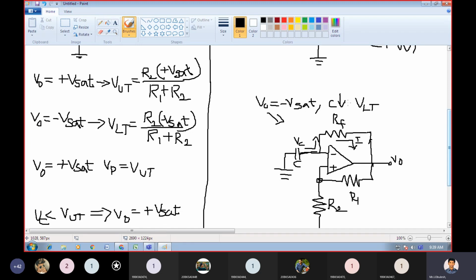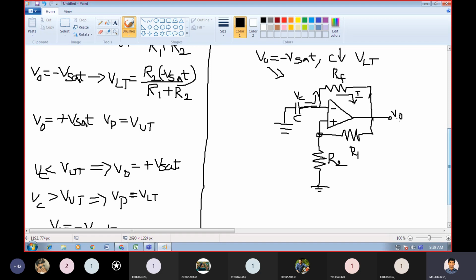So you need to see that in this diagram, the current I decreases, and C discharges to 0 volts. Here the current value also goes from positive to negative, and the capacitor discharges to 0, and recharges C to VLT.